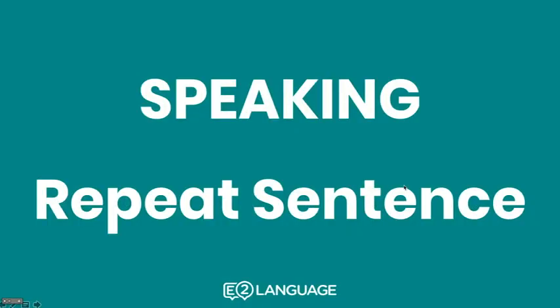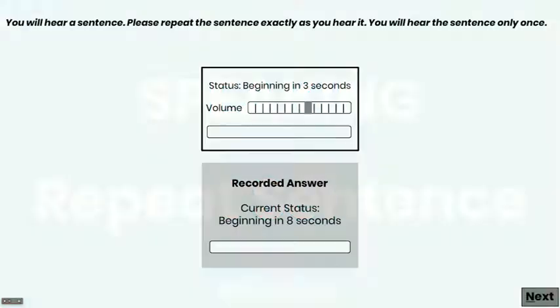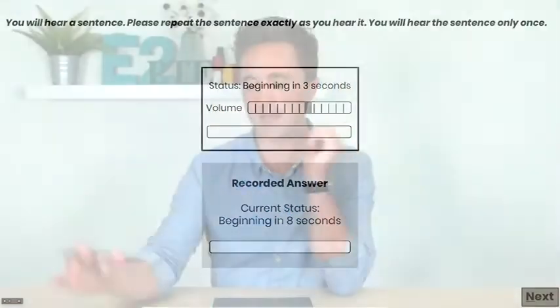The second task of the speaking section is called repeat sentence, and it looks like this. Doesn't look like much. What's going to happen is you're going to hear a single sentence. You're going to memorize this single sentence, and then after the sentence has finished, you'll have to say that sentence exactly as it was said, okay? Word for word in the same order and try to use the same intonation and rhythm that the speaker used as well.